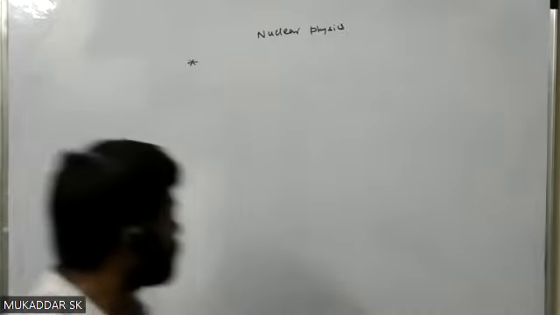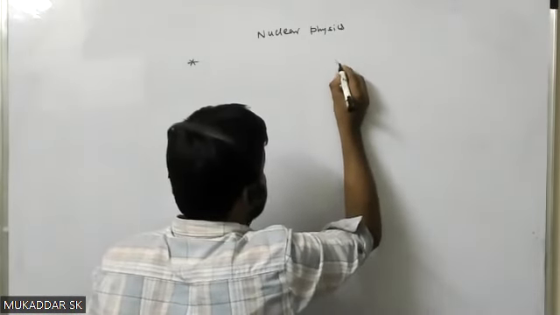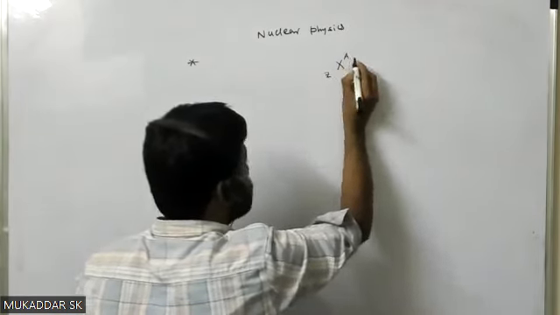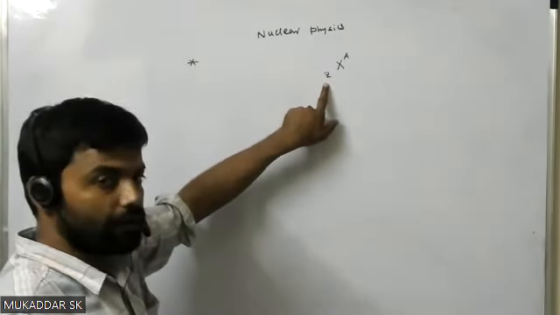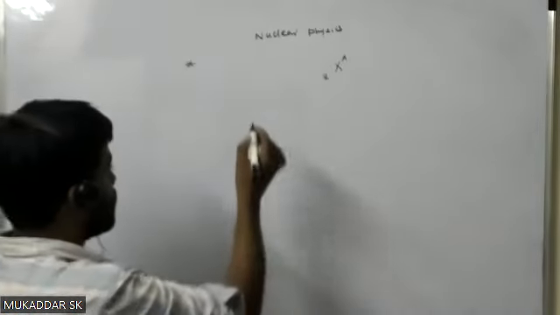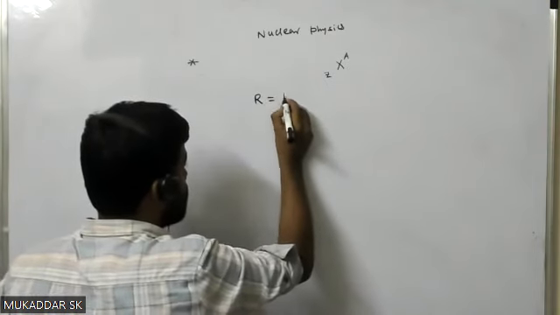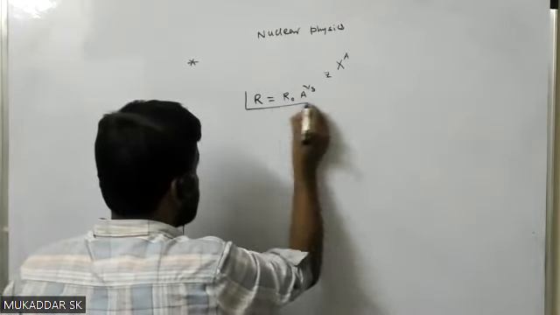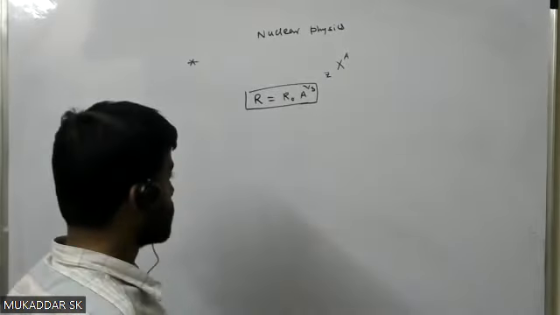Okay. So first of all, you know that there is a relation with mass number. The symbol of a nucleus is represented by X with Z and A. Z is the atomic number, A is the mass number. Mass number means total number of nucleons. The radius of a nucleus varies with mass number, that is R naught A to the power 1/3. That means every nucleus has a different radius, dependent on the mass number, okay.